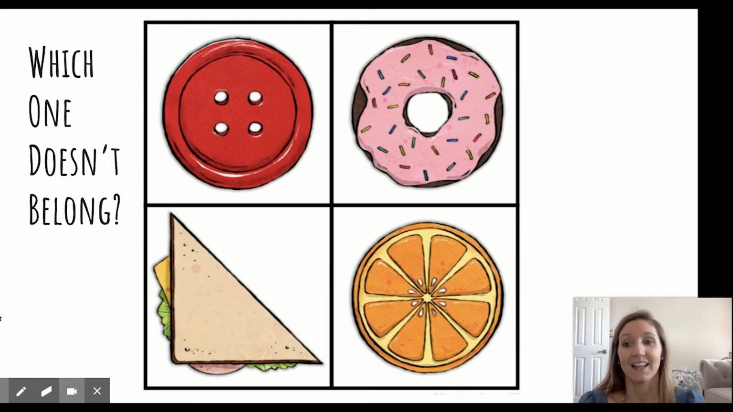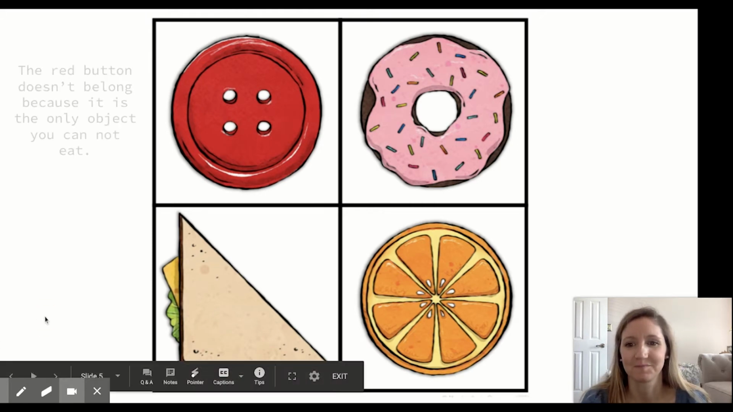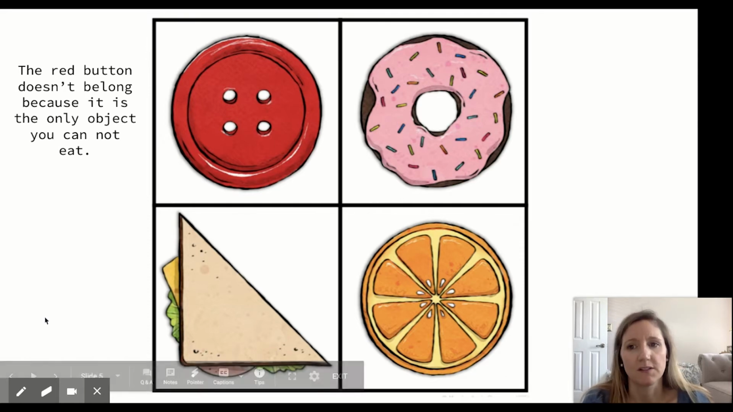Okay, let's see if you and I thought the same things or if we thought differently. The very first thing I thought after looking at each picture was that the red button doesn't belong because it's the only object that you cannot eat. You can eat a sandwich, you can eat a slice of orange, and you can eat a donut too. But then I noticed something else.